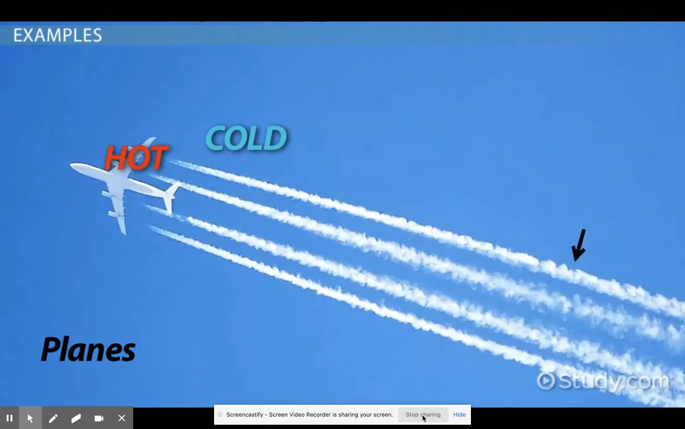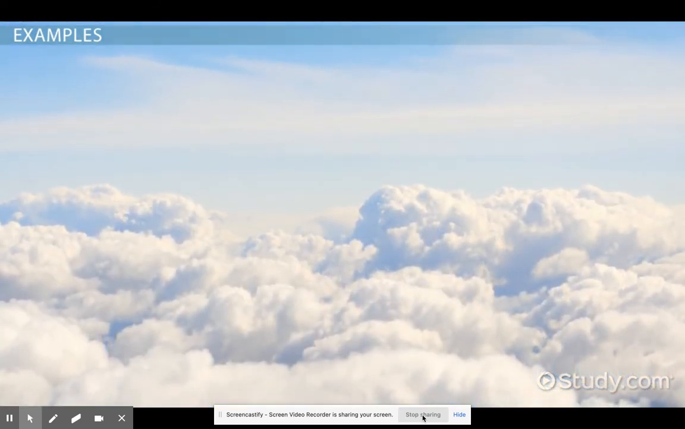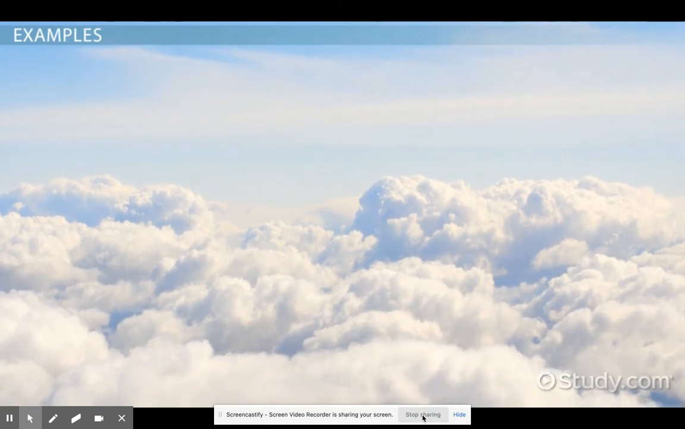In fact, the formation of clouds themselves is caused by condensation of water vapor in the atmosphere condensing into a liquid state.